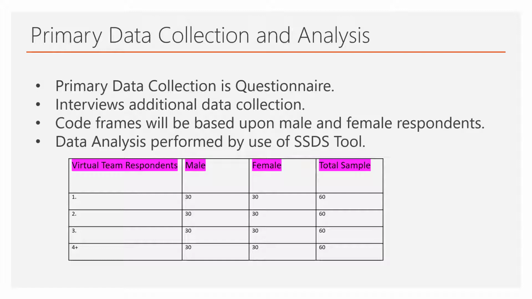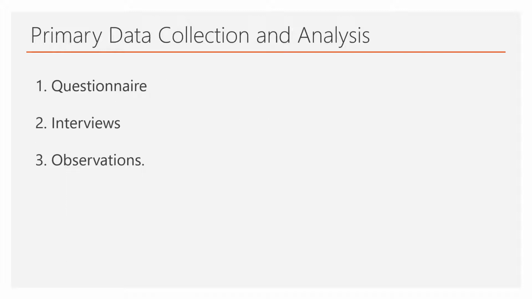And this is actually done by males and females. We have 30 males, 30 females, with a total sample of 60, and for each question, we're going to go 1 through 10 on that. The primary data collection and analysis, again, back to being questionnaires, interviews, and observations. Observation is more likely a catch-all that's going to be through leadership, what they're seeing while they're managing the virtual teams.